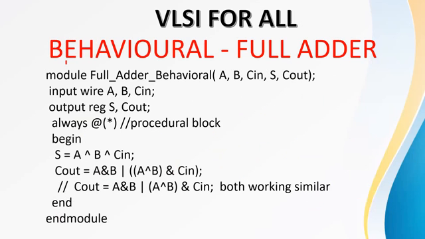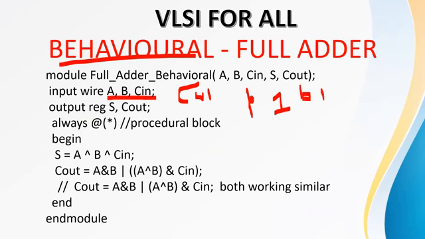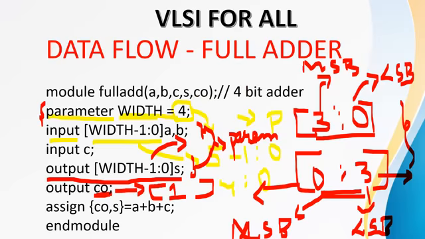Okay. But coming to behavioral, here we are not defining any bits. For example, bit minus 1 down to, we are not parameterizing it. So it is a single bit operation. This is 1 bit addition. But here we are defining the width, so it can be a multiple bit operation. For example, I have taken it as a 4-bit adder. That is why I have given the width as 4. Hope you understand all this.